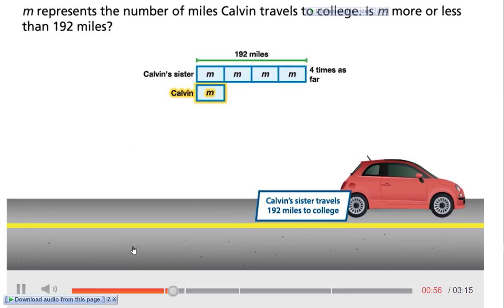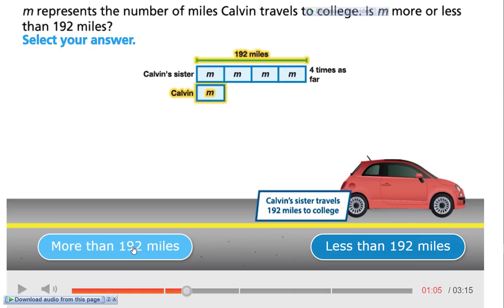m represents the number of miles Calvin travels to college. Is m more or less than 192 miles? Select your answer.